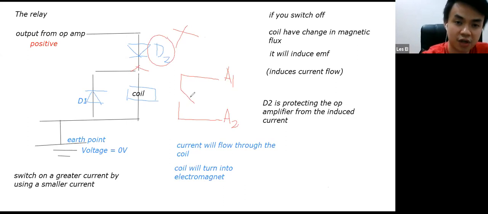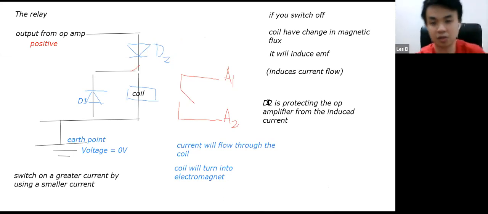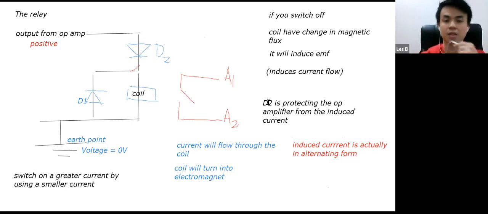Then what is the function of the D1? Probably you are questioning that. Well, you have to remember the induced current is actually in an alternating form. Alternating form means your current sometimes heads upward, sometimes heads downward. So your D1 will allow the current to flow in this direction. Whenever it wants to go up, just remember the D2 will be blocking it. So your current will be flowing in this direction.